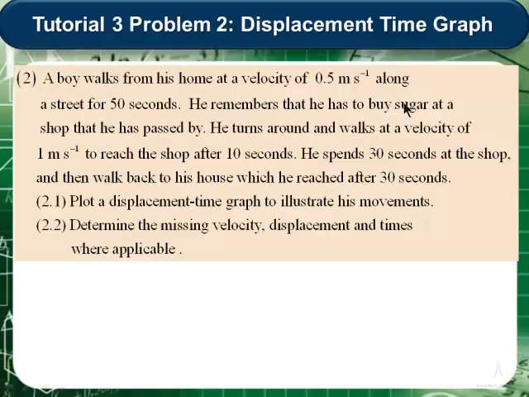He remembers that he has to buy sugar at a shop that he has passed by. So therefore he needs to turn around, and he walks back at a velocity of 1 meter per second to reach the shop after 10 seconds. He spends 30 seconds at the shop and then walks back to his house, which he reaches after 30 seconds.